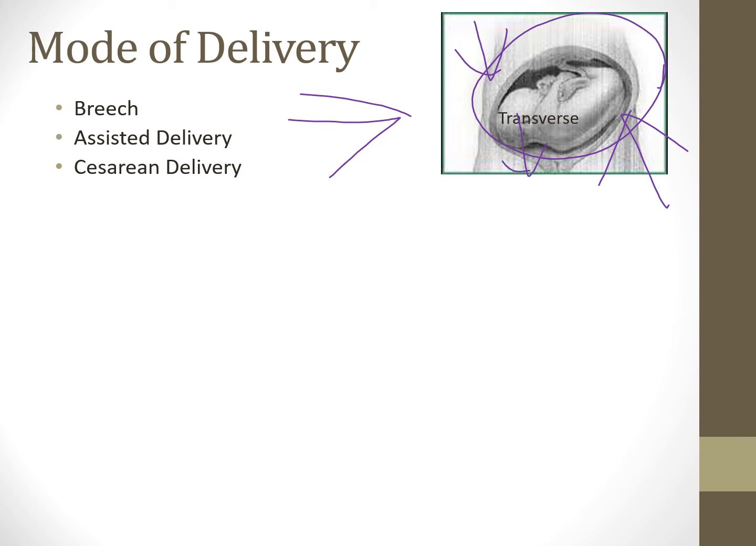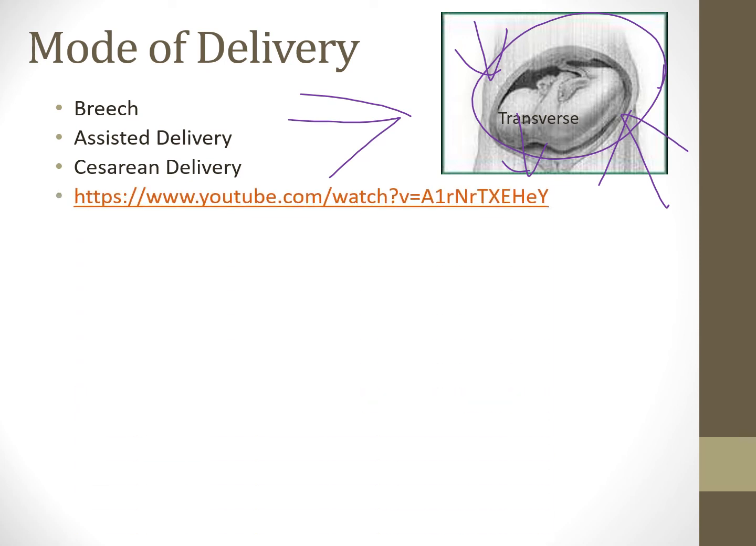Obviously there's risk with that. It's called version or ECV. And you guys can look at the videos. I think I put some in there. But you can deliver a baby breech, and breech can be footling, where both the feet are coming out first, or it can be frank breech, where the butt's coming out first. So those babies can still go vaginally, technically. You might have some issues where their collarbone might get caught up in there and things like that. But transverse cannot go vaginally. So those kids might have to go C-section, especially.